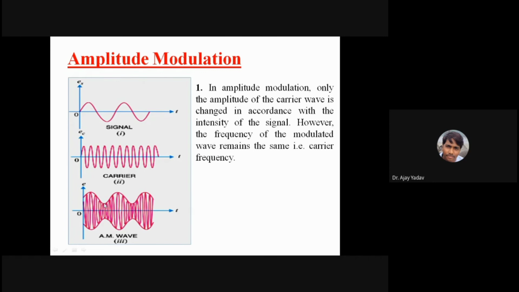The minima of the envelope coincides with the minima of the data signal. Again, maxima of this envelope coincides with the maxima of this data signal. So the frequency of this envelope, which is covering the information inside it, is the same as the frequency of the data signal. But the signal which is there inside this envelope, its frequency is the same as the carrier signal frequency.